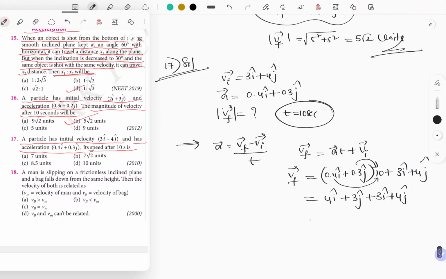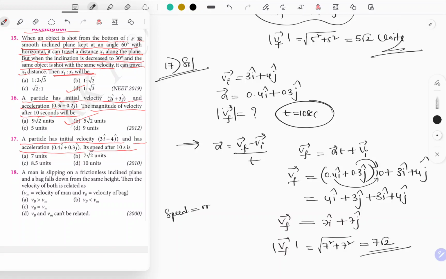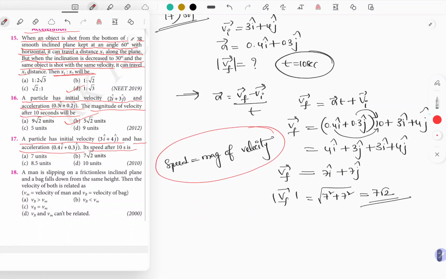So the final answer is 7i cap plus 7j cap. I need speed. This is velocity. How to find out speed? Speed is nothing but the magnitude of velocity, which is equal to root of 7 square plus 7 square, which is 7 root 2. So speed is equal to the magnitude of velocity. Remember this point. Super. Next.